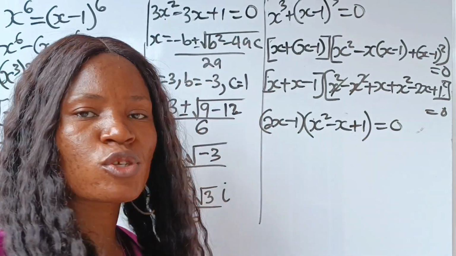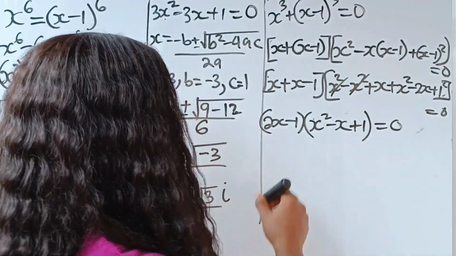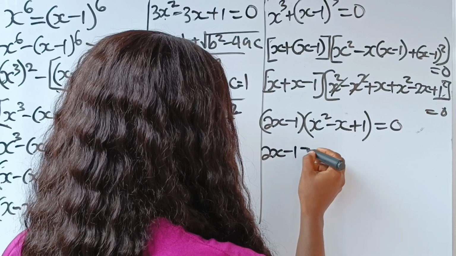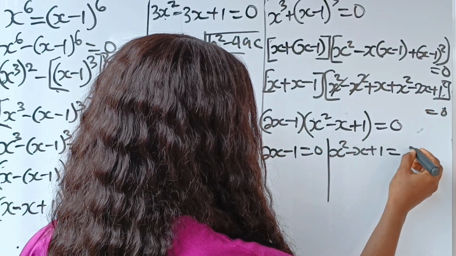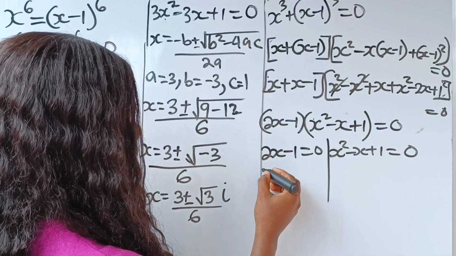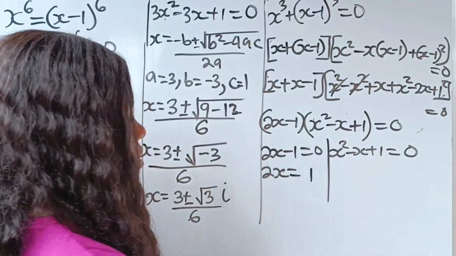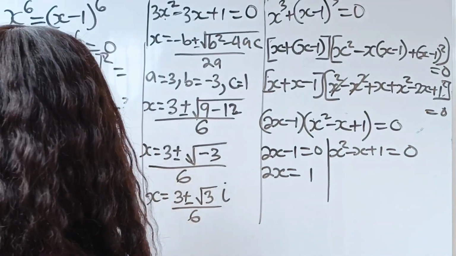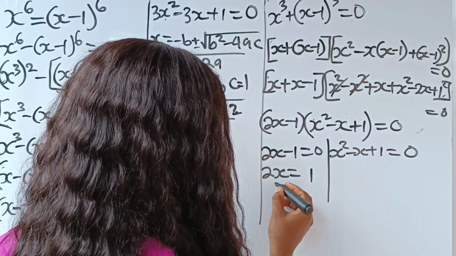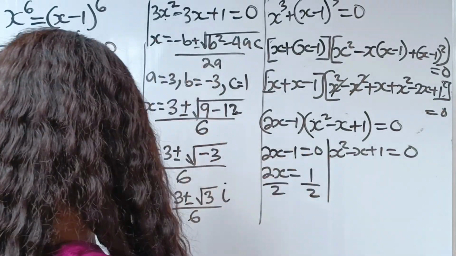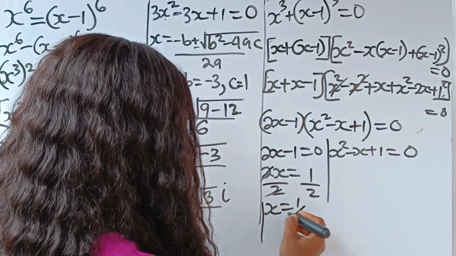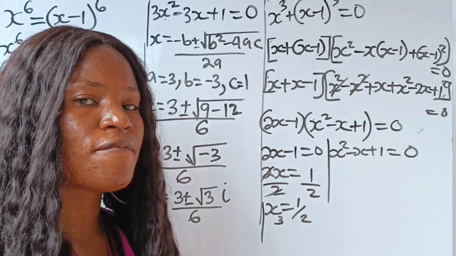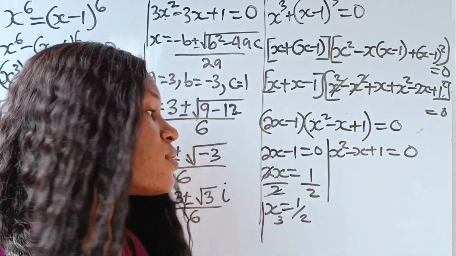So from here we have two equations. We have 2x minus 1 is equal to 0, and we have x squared minus x plus 1 is equal to 0. So from here we can say that 2x is equal to 1. Then dividing by 2, our x is equal to half. So this becomes the third value of our x. Hope you are counting it.